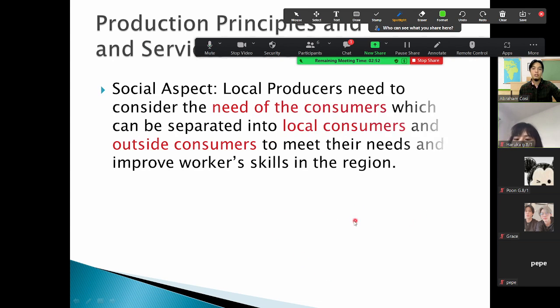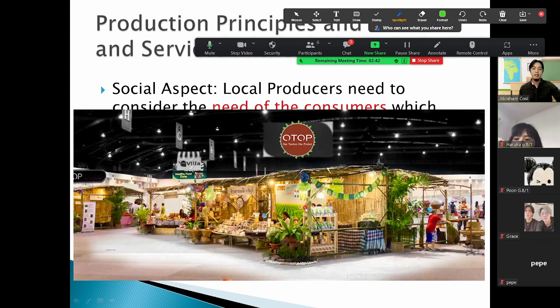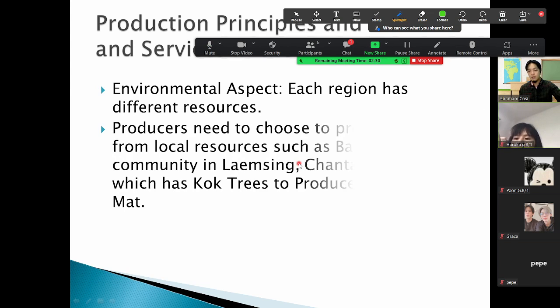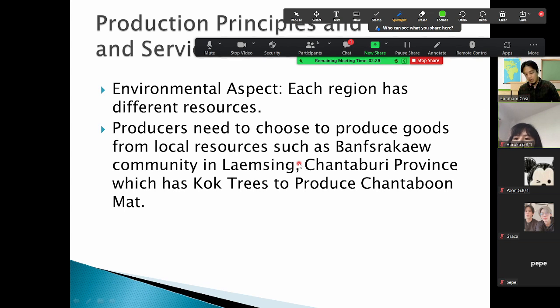Next one, for the social aspect: local producers need to consider the consumers, which can be separated into local and outside. We have an example for local consumers, those within the community.